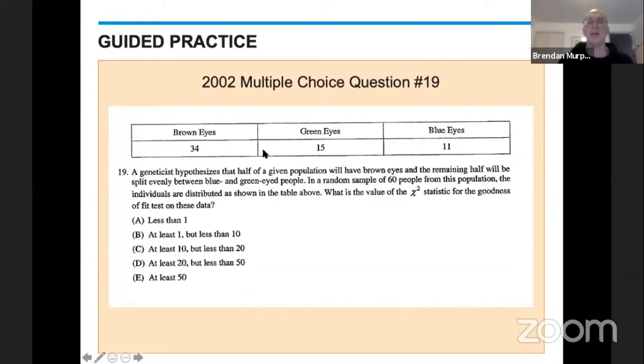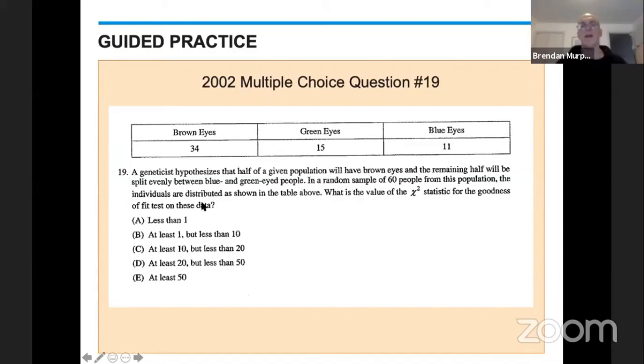Again, here's another multiple choice. I went through this the other day. Read it real quick. This is chi-square test for goodness of fit. So a geneticist hypothesizes that half of a given population will have brown eyes and the remaining half will be split evenly between blue and green eye. So there's that model I keep saying. There's some model that we're going to compare our data to. So the model is saying half the people will have brown eyes, 25% will have blue, 25% will have green. In a random sample of 60 people from this population, the individuals are distributed in the table above. What is the chi-squared test statistic for the goodness of this fit?